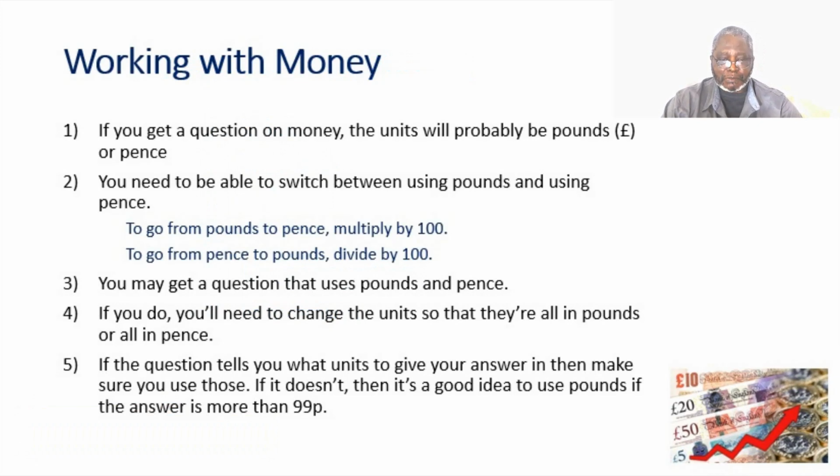If you get a question on money, the units will probably be pounds or pence. You need to be able to switch between using pounds and using pence. To get from pounds to pence, you multiply by 100. To get from pence to pounds, you divide by 100.